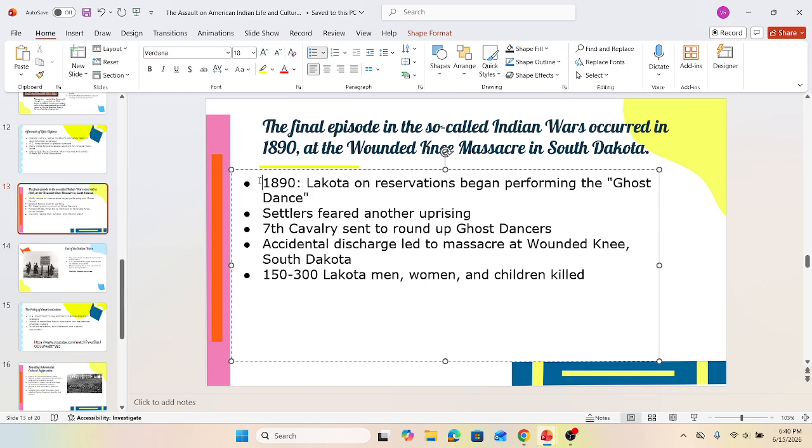And so settlers began to fear another uprising, and the U.S. cavalry was sent in to round up these ghost dancers. Now, in this process, somebody accidentally fired their firearm, and this led to a massacre at Wounded Knee, South Dakota, where between 150 and 300 Lakota men, women, and children are killed.